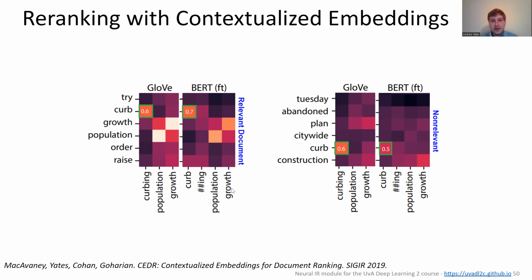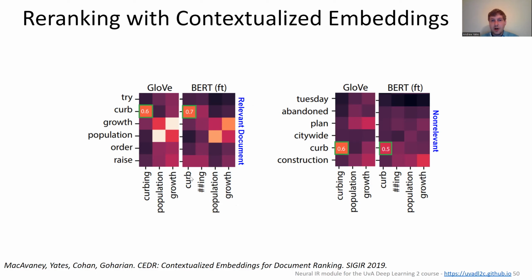Document here, query text here, as I said. So if we look at the similarity between curb in the document and curbing in the query, it's 0.6 with GloVe. We look at the non-relevant document, curb in the document, curbing in the query, it's still 0.6, and of course it is because the vectors for curb and curbing have not changed. They're always the same. However, using the contextualized embeddings here, we see the similarity changes.